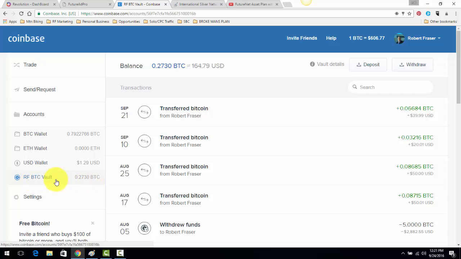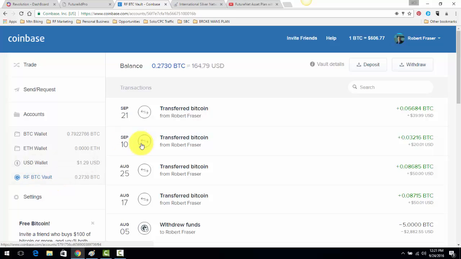What this vault is, it's kind of like a Bitcoin savings account. I think that's the best way to explain it, because when you put the money into the vault and then withdraw it, you have to go through a double email step process. So it's like a Bitcoin savings account, for lack of better terms.